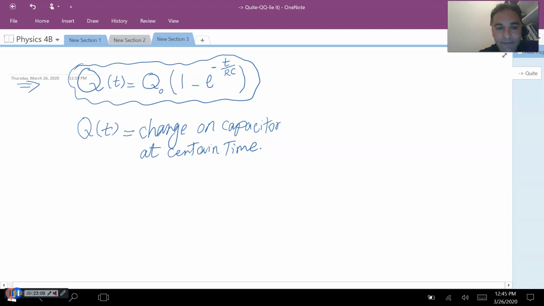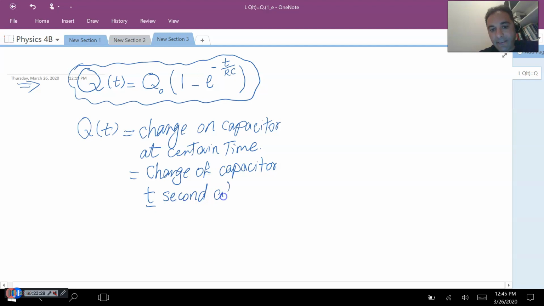In other words, it's this. It's the charge of the capacitor when t seconds after switch S is closed. Make sense?